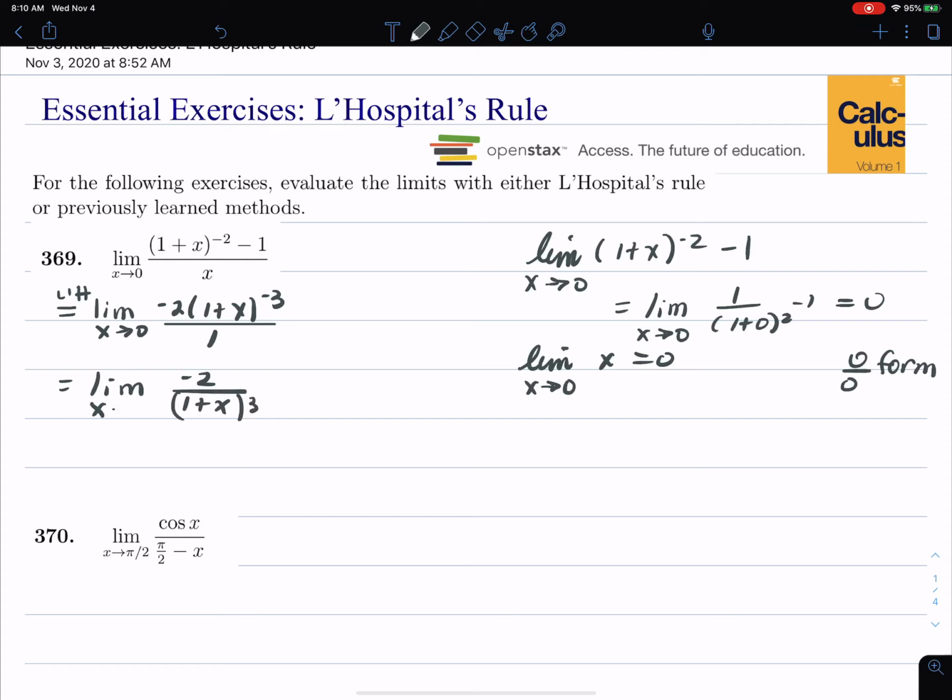So this is without really changing anything, just rewriting it. Now when I find the limit by plugging in x equals 0, which I can do because this is a continuous function, I get negative 2. And that's the limit for that one. All right.